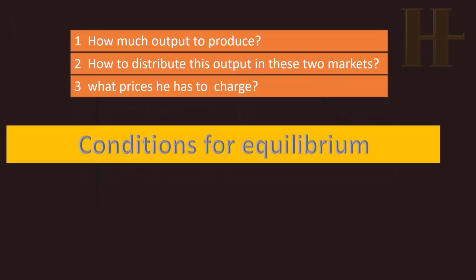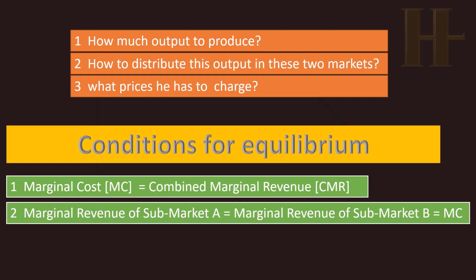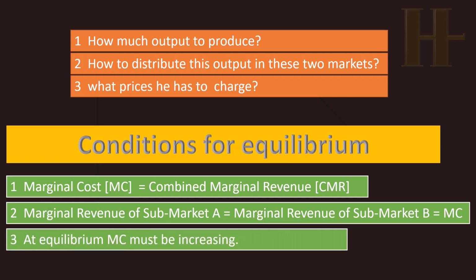A firm to be in equilibrium has to satisfy three conditions. They are 1. Marginal cost equal to combined marginal revenue. 2. Marginal revenue of submarket A equal to marginal revenue of submarket B equal to marginal cost. 3. At equilibrium, marginal cost must be increasing. Let us use a graph to understand this phenomenon. As usual, the aim of the firm is to maximize its total profit.